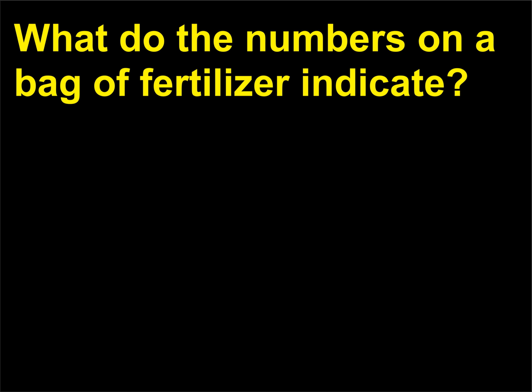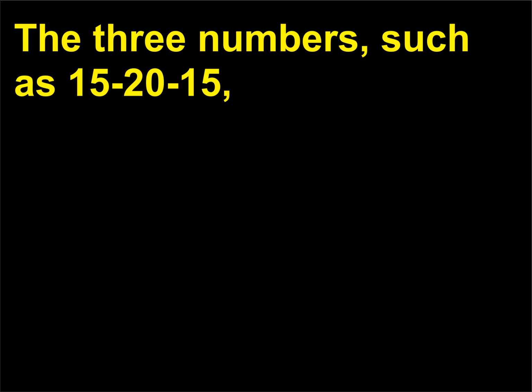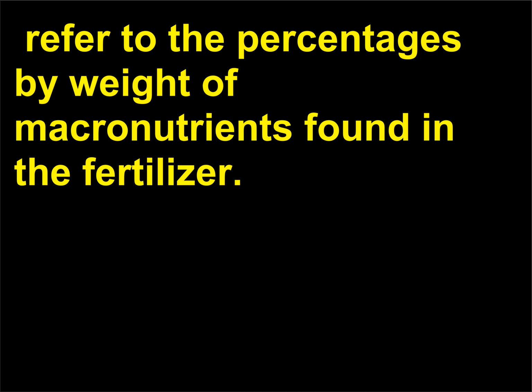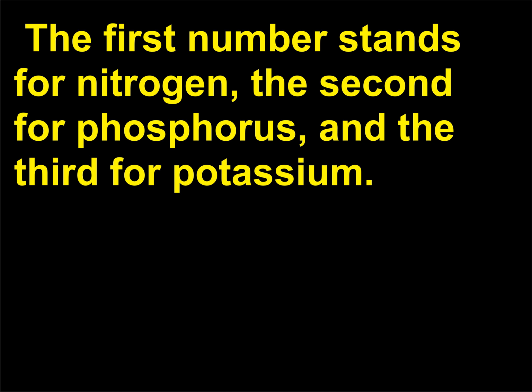What do the numbers on a bag of fertilizer indicate? The three numbers, such as 15-20-15, refer to the percentages by weight of macronutrients found in the fertilizer. The first number stands for nitrogen, the second for phosphorus, and the third for potassium.